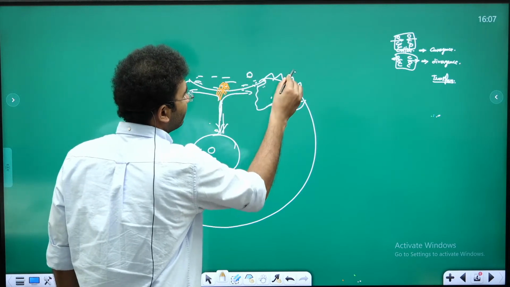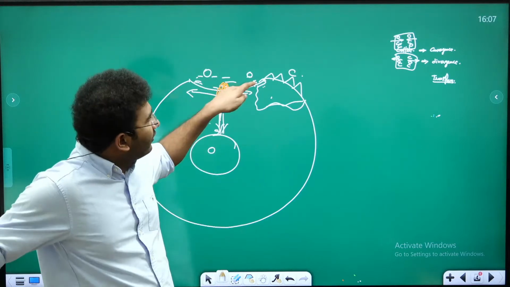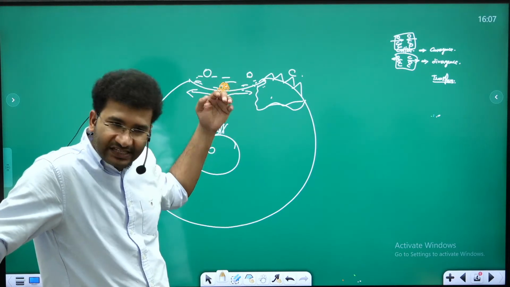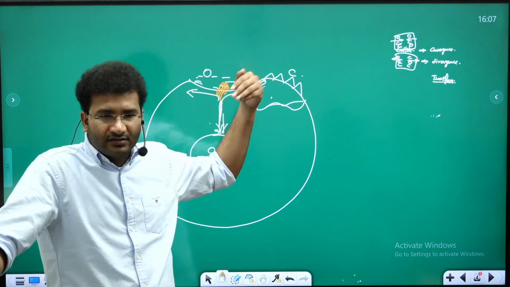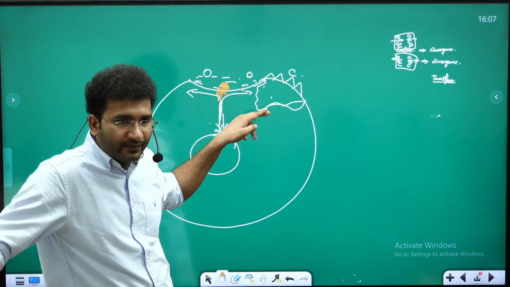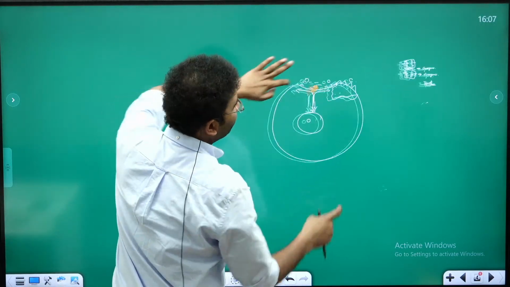This is ocean, this is continent, this is ocean. The oceanic crust will go down or sink, and the continental crust will rise up, and then sinking of the oceanic floor will happen. So you have to understand the concept of middle oceanic ridges.